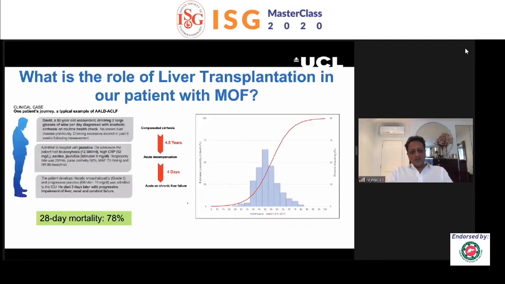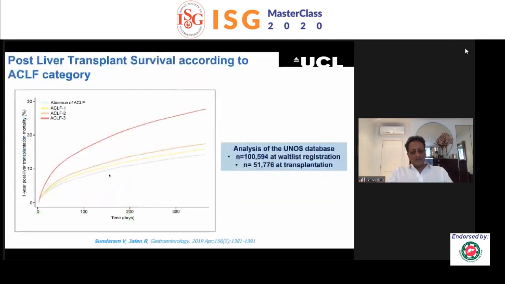I just want to finish with this, because if you take home one message today, you should take home the message that you have a curative treatment for ACLF in the most severe patients. In David's case, when he reaches this point, using the CLIF ACLF score, his risk of death in 28 days is 78%. If you've got ACLF3, think about a transplant.